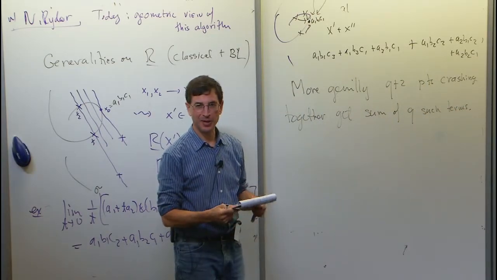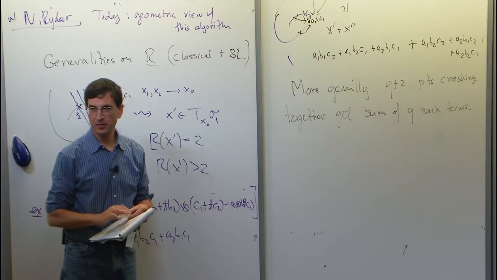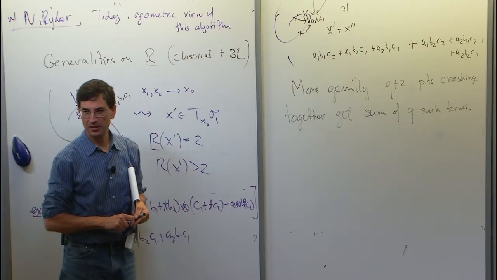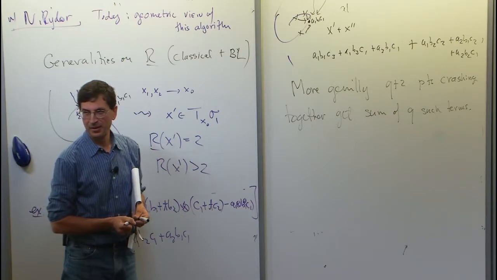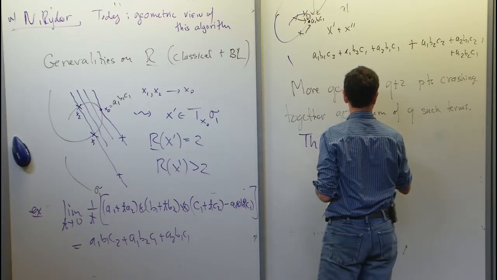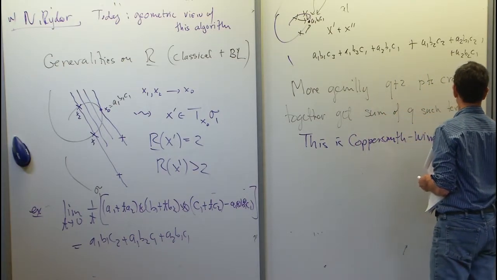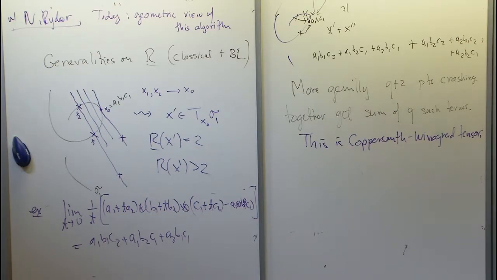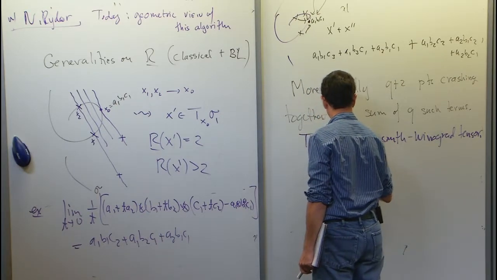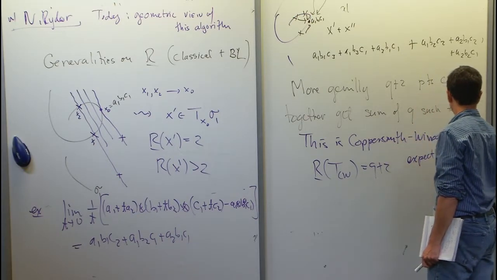Okay, now let's do a quiz for the ringers in the audience. What tensor do I get? I'll give you a hint. If you do upper bounds, it's your favorite tensor. This is the Coppersmith-Winograd tensor. So I point out that the border rank is q plus 2, and we expect that the rank is about twice that.